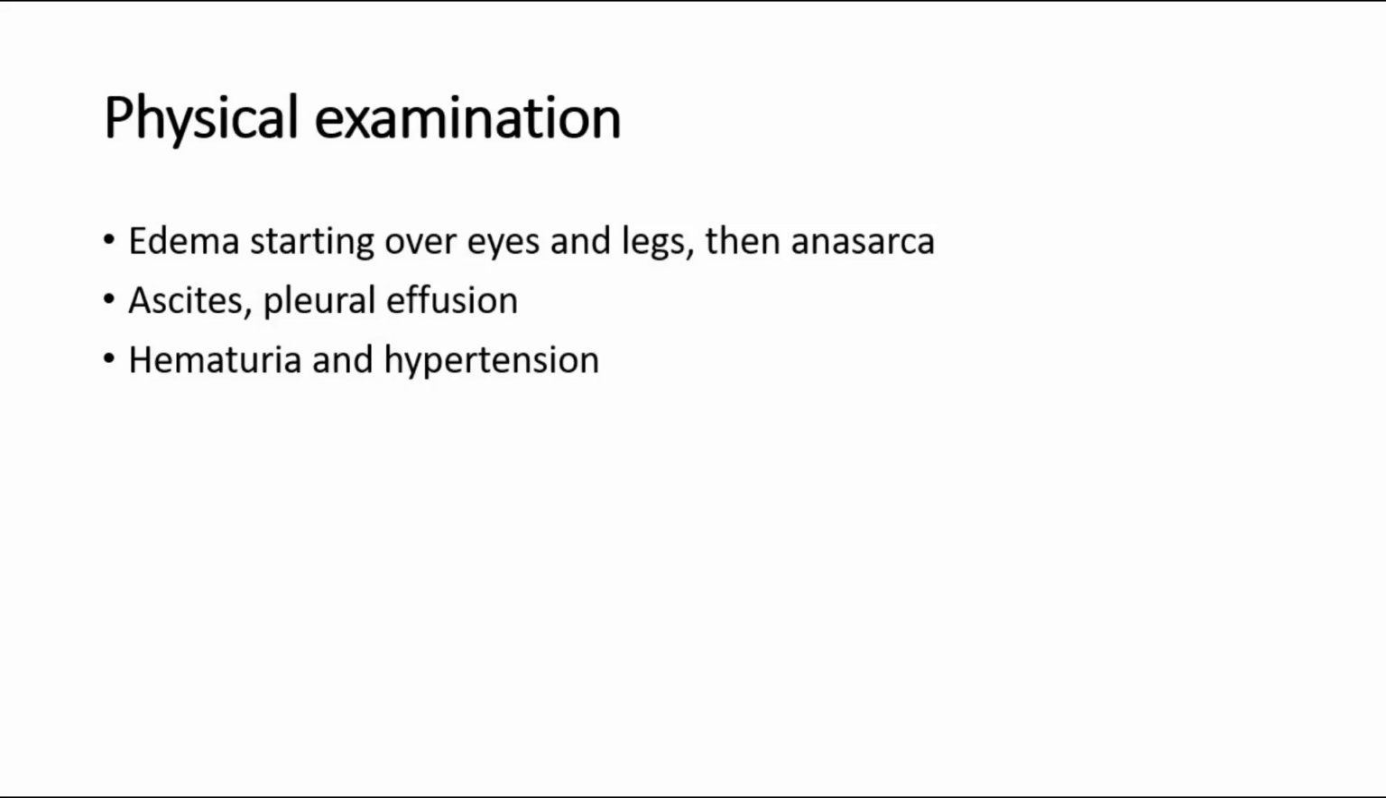Whereas for physical exam, edema is the most prominent feature of nephrotic syndrome, and in the beginning, it develops around the eyes and legs. Over time, the edema becomes generalized and leads to increasing weight and the development of ascites or pleural effusions. Hematuria and hypertension may be present less frequently, although these are more prominently seen in nephritic syndrome.